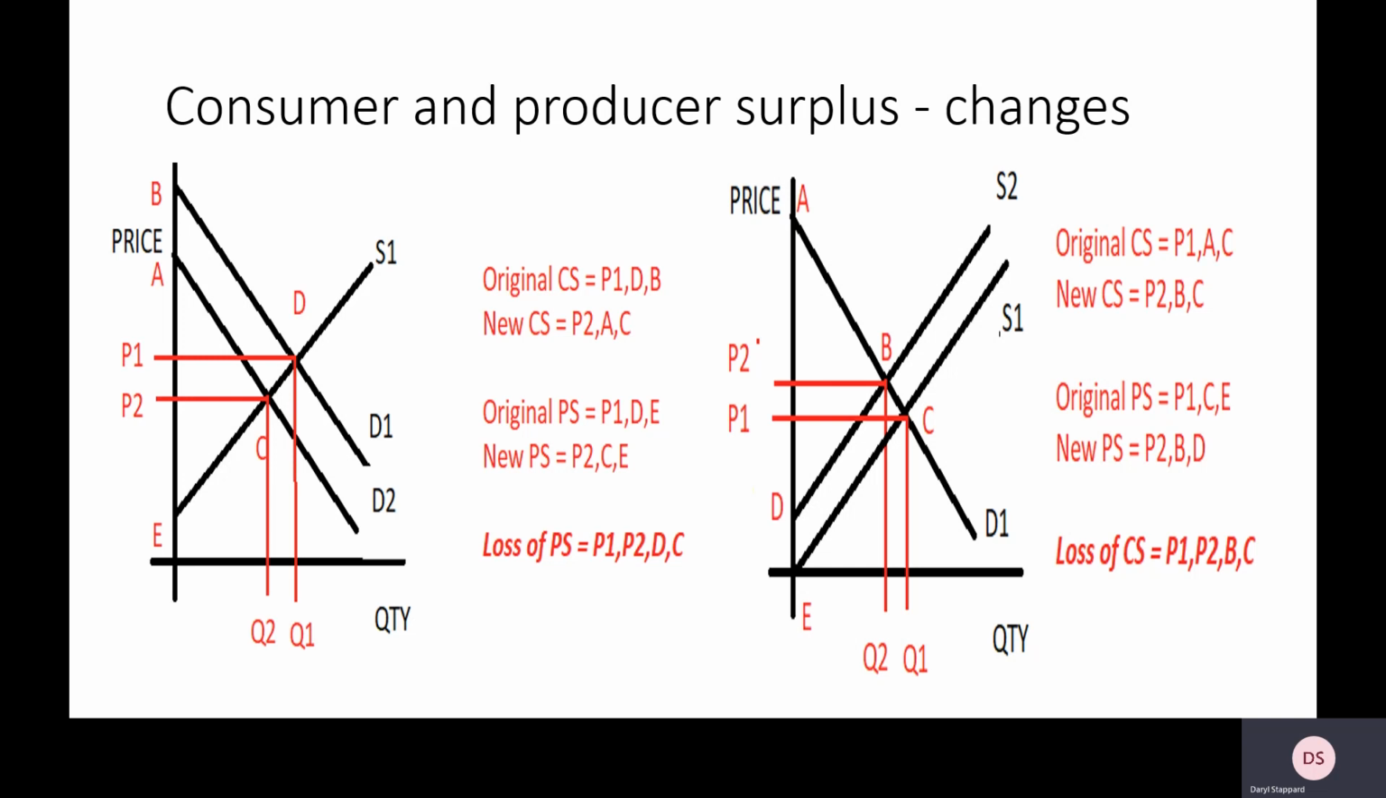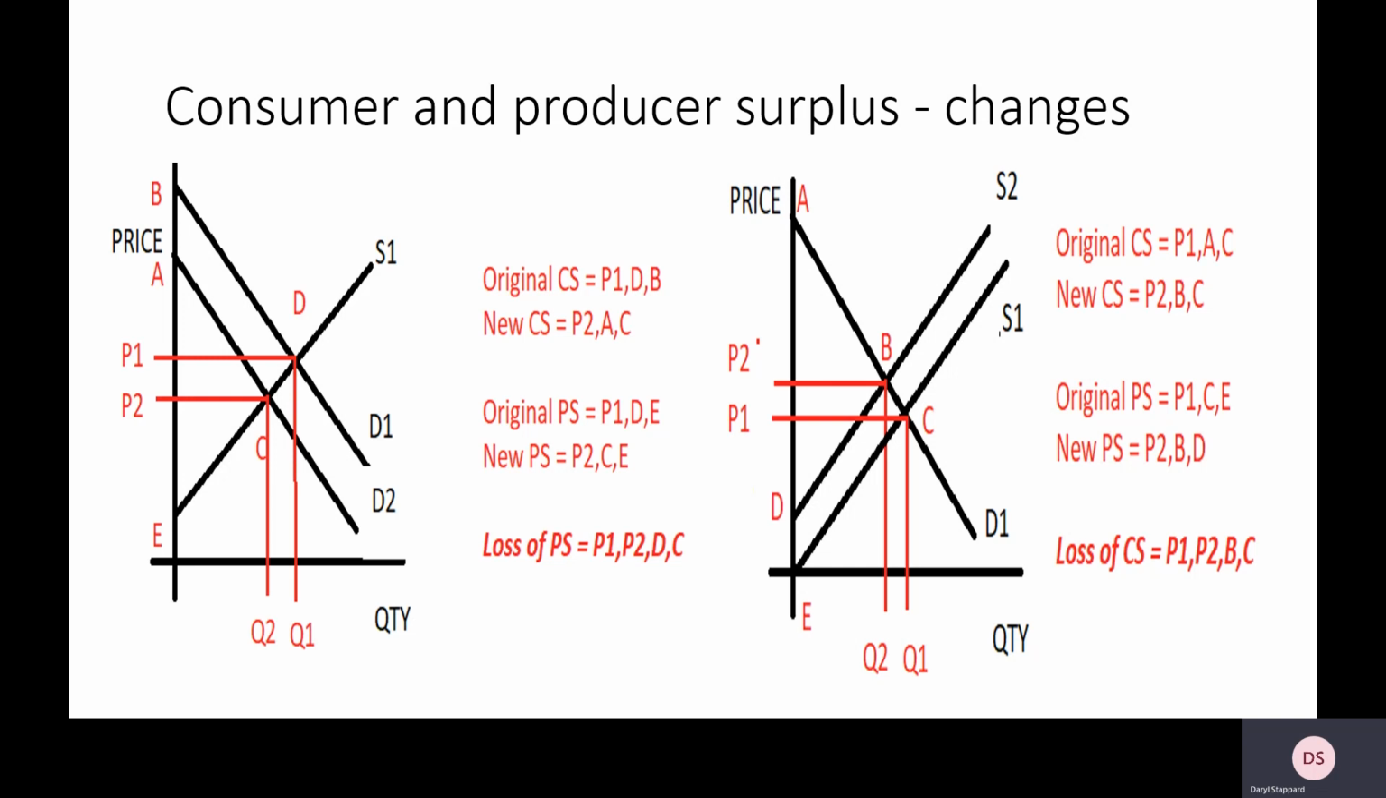Now again, if I assume on the left-hand side diagram that the original equilibrium point occurs at P1 Q1, then the level of consumer surplus would be the area P1 to D to B, and the original producer surplus would be P1 to D to E. Now, when demand moves inwards, there will be a reduction in market price from P1 to P2, and the market will get smaller. Now, we can see the impact this will have on consumer and producer surplus. The new consumer surplus will be P2 to C to A. The new producer surplus will be P2 to C to E.